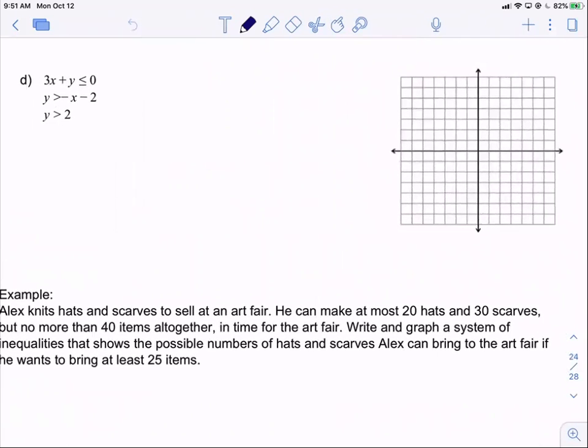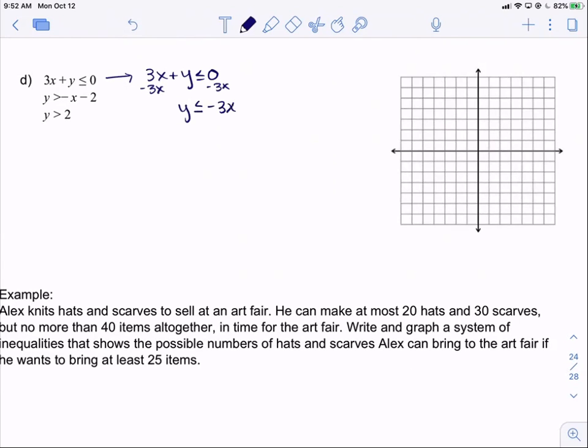So looking at this first one, 3x plus y is less than or equal to 0. What form of a line is best to be in when we're graphing? Easiest one is close, slope intercept. So looking at our first line, 3x plus y is less than or equal to 0. How do we get y by itself? Subtract 3x. So y is less than or equal to negative 3x.